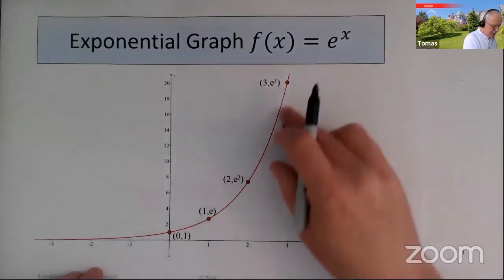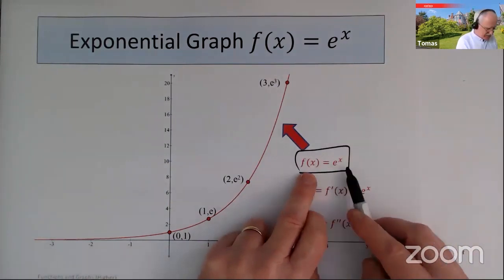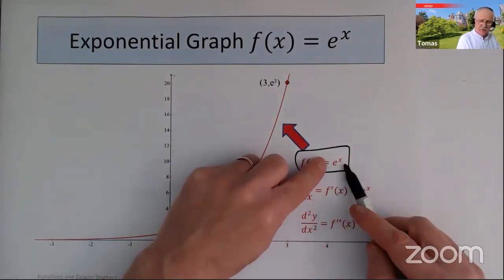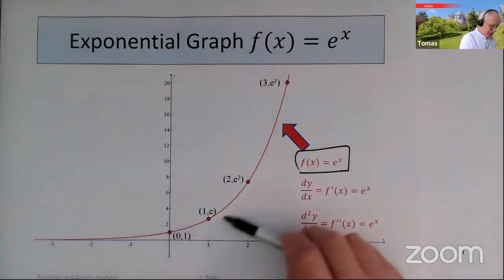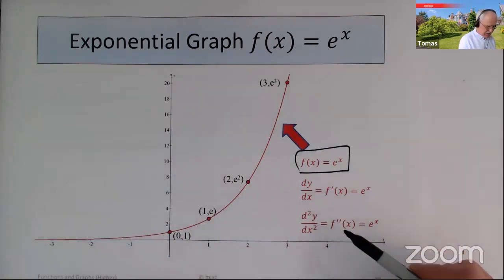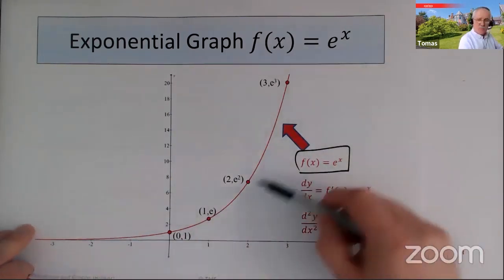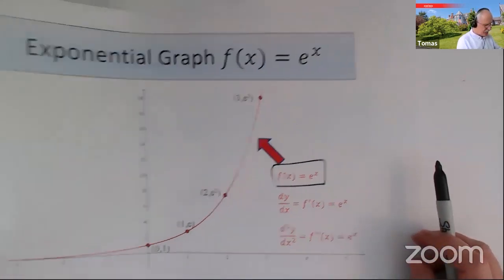So there's the graph. And what's special about f of x equals e to the x is that if you differentiate it, you get the same graph, the same graph, the same graph. So not only is it e to the x, but the derivative of it, f dash x, f double dash x, forever. It's the one graph that when you differentiate it, it stays the same.